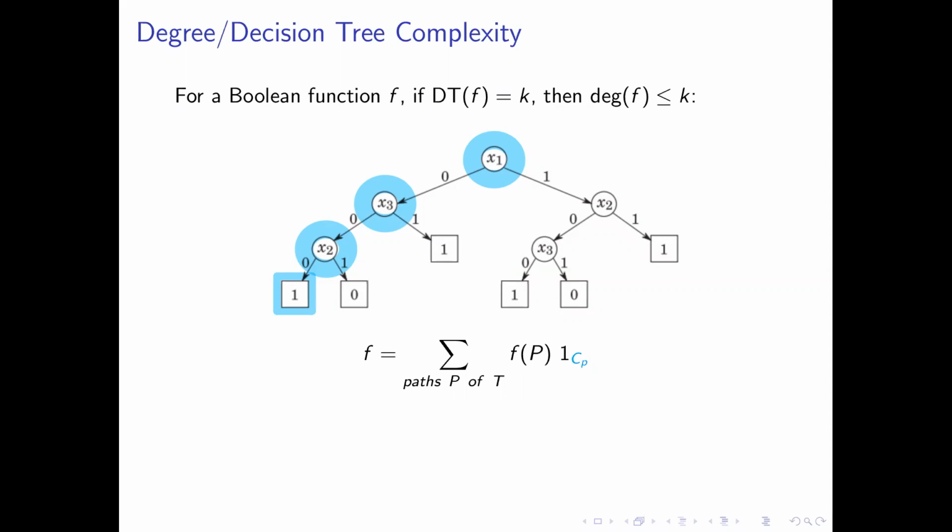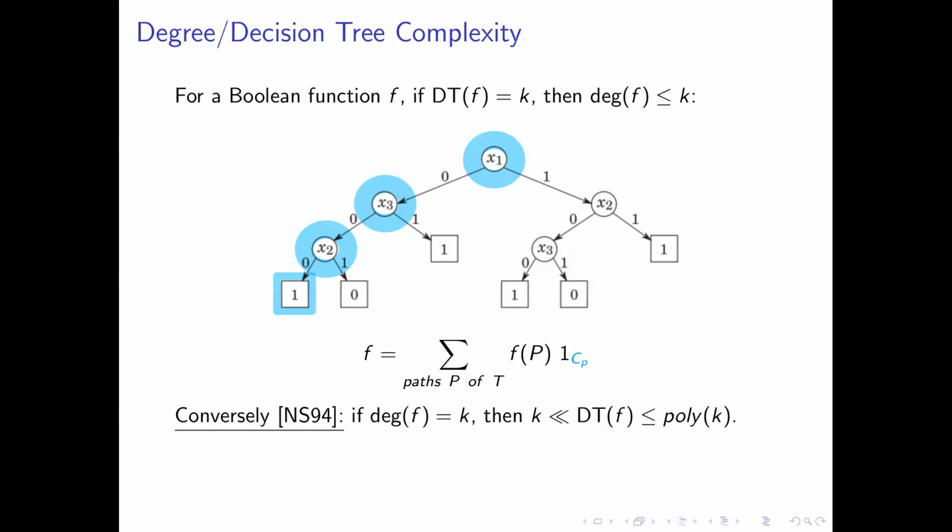So yeah, and the important thing to notice here is that this one c sub p, this characteristic function that I have here, is a junta, so a 3-junta in this case. I only need to look at 3 coordinates to write down what it is. And so it's a linear combination of juntas. So the degree can't be greater than k. So the hard direction is showing that, and this was done by Nisan and Szegedy in '94.